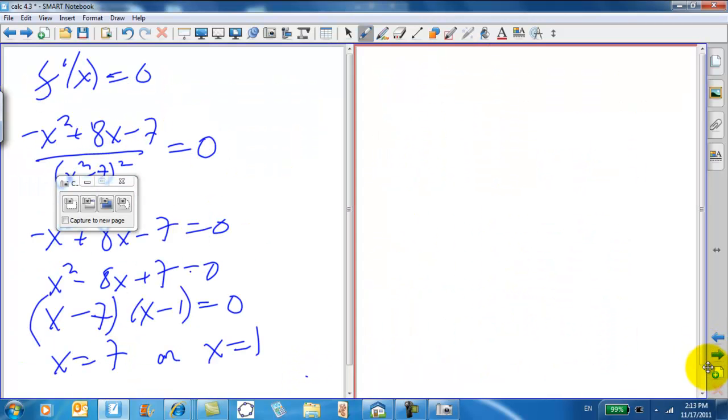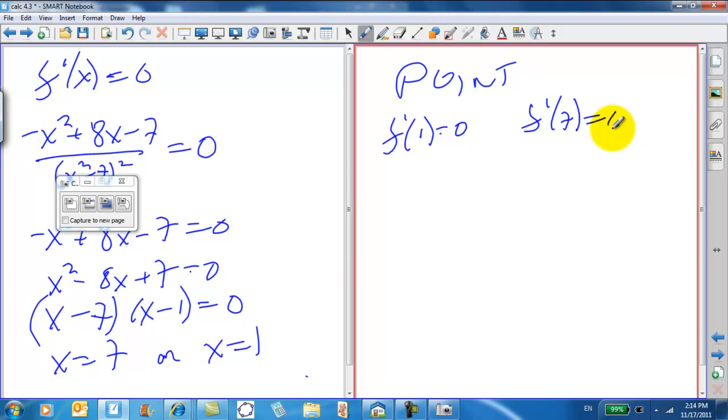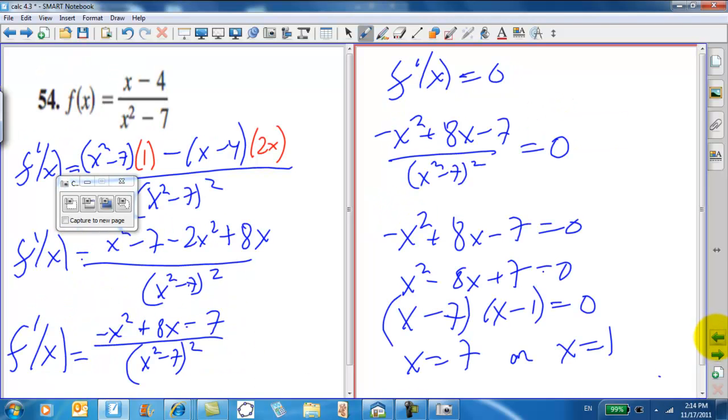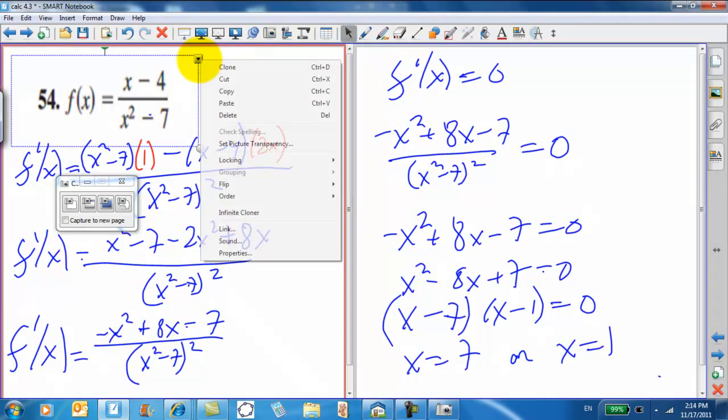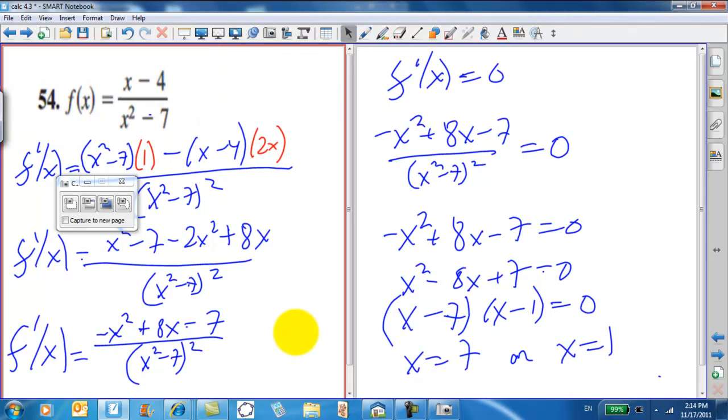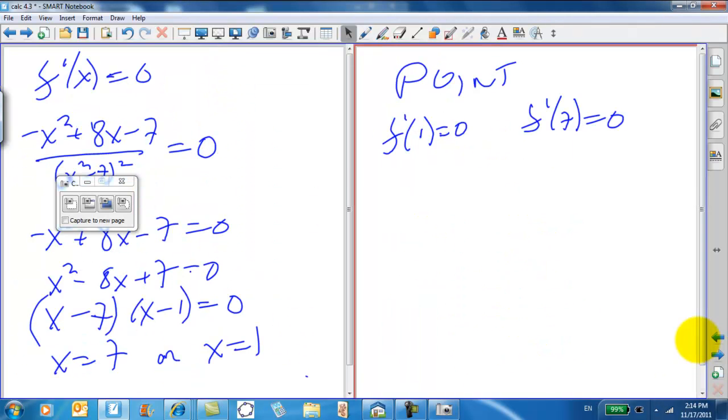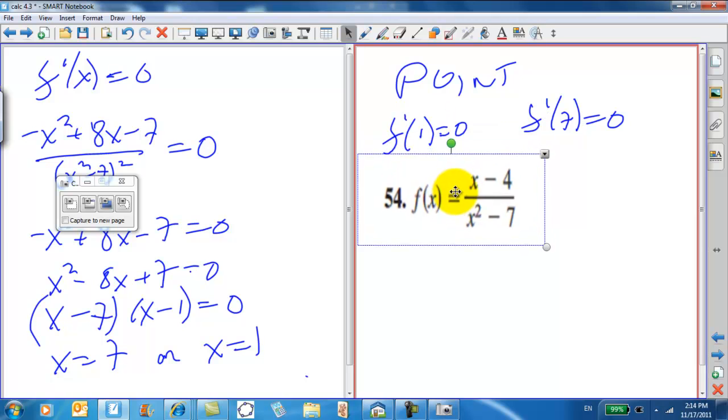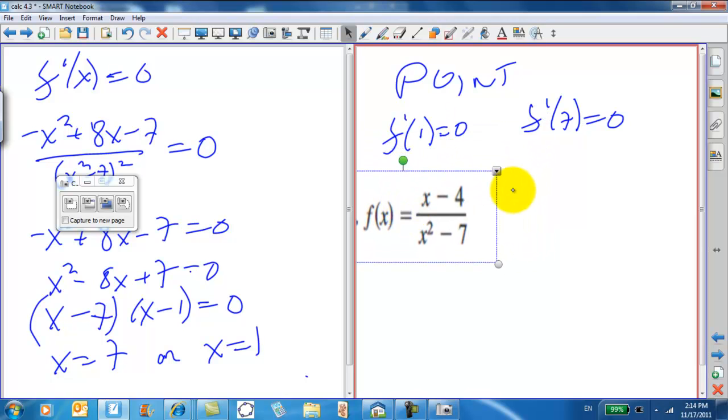To find the points themselves, we have to look at f of 1 and f of 7. We just showed that f prime of 1 equals 0 and f prime of 7 equals 0. That is, the slopes, the derivatives, equal 0 at those points. So let's find the original function again. I believe it is x minus 4, and there it is. So there's our original function.